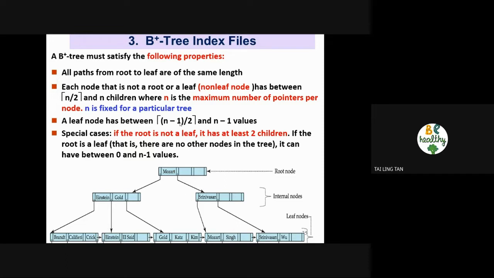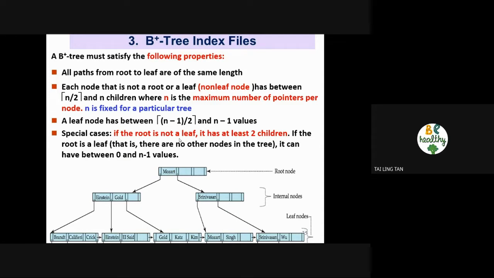So a leaf node has between (n-1)/2 and n-1 values. Let's say each of these nodes has 6 slots available, and 6 minus 1 equals 5, divided by 2, which is 2.5, so it should be 2, and the upper bound is 5. So eventually here we only have 3 slots available for each of the data. Okay. So a special case here is if the root is not a leaf, it has at least 2 children.